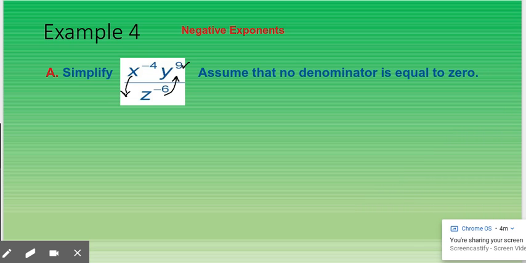So my final answer, I would still have y to the ninth in the numerator, z to the sixth moved up there, and x to the fourth goes down. Notice in my answer, I no longer have any negative exponents. All these do is tell me to put them on the other part of the fraction. That's it.